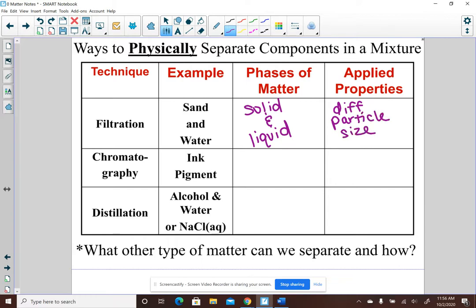So basically, like if we had sand and water, the sand particles are too big to pass through the filter paper, so they don't. And the water particles are smaller, so they're able to get through the holes in the filter paper and come through.